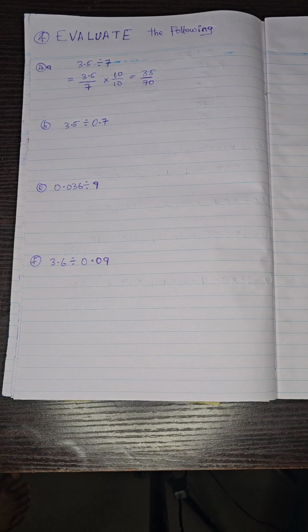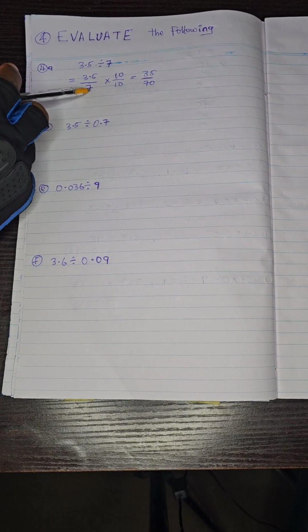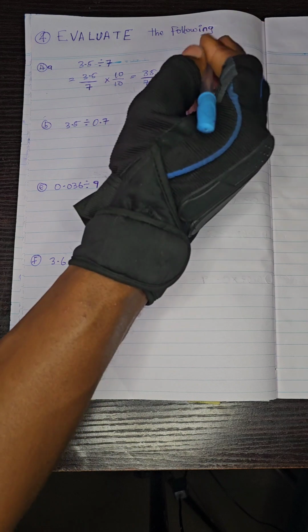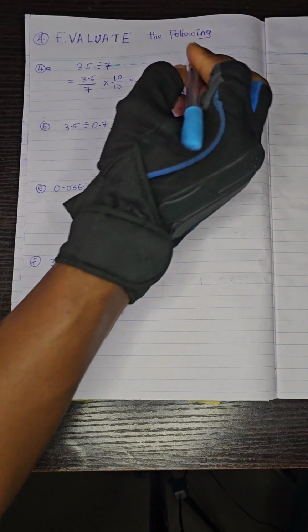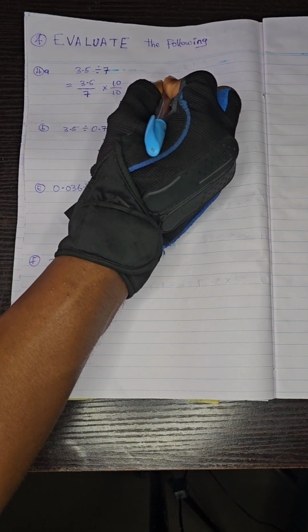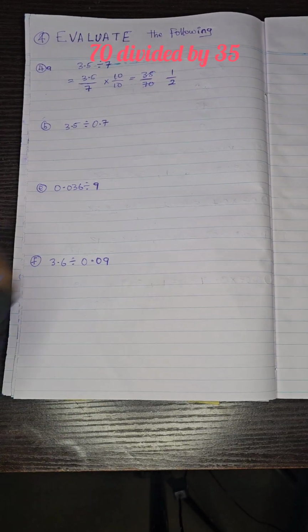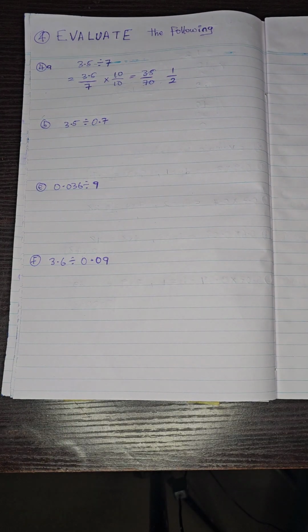Is it clear? Because whatever you do to the numerator, you must do it to the denominator, so the answer will still remain the same. So 35 goes here, you have 1. 70 goes here, you have 2. So now that you've gotten the lowest term, you now do what?